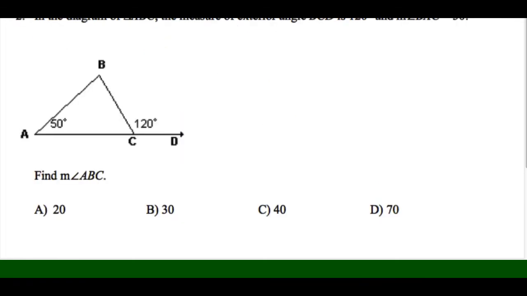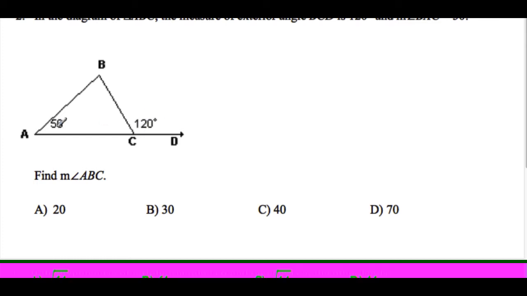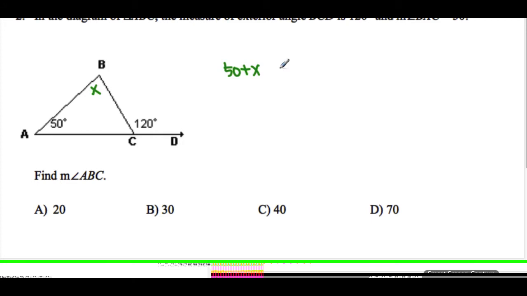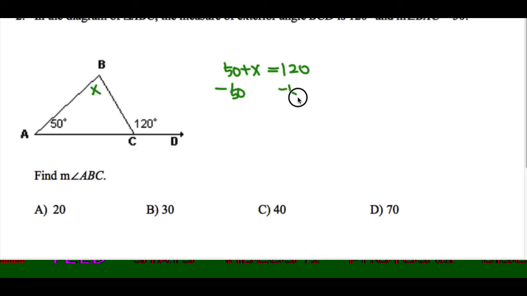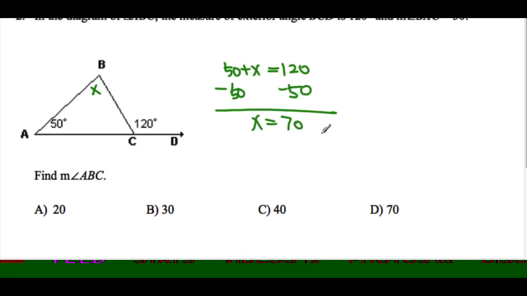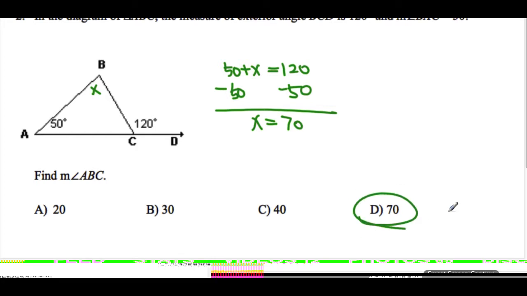Alright, let's look at number 2 together. In a diagram, we realize that this is 120, that's 50. What is the measure of angle B? Notice that this is an exterior angle once again. So here we get 50 plus x equals 120. Then what can we do? Subtract 50 from both sides. Then x will be equal to 70. So choice D becomes our answer.